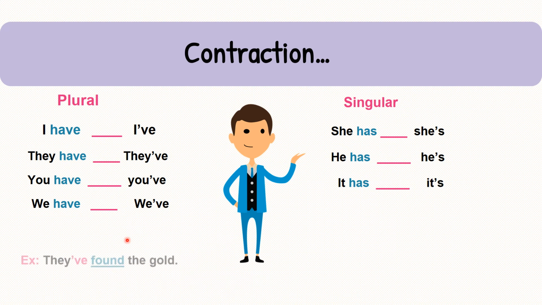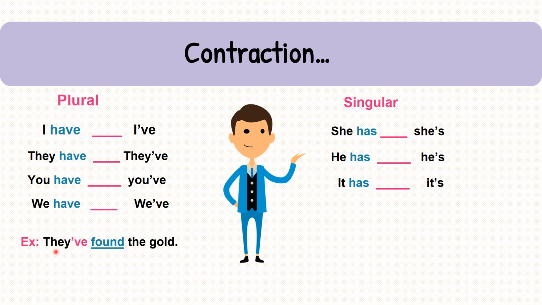Such as they've found the gold. هم وجدوا the gold الذهب. إذن they've نلاحظ الكونتراكشن they've ممكن نكتب they have، ممكن نكتب they've. Found it is past participle of the verb. Found هو التصريف الثالث للفعل. إذن لازم نركز بأن بعد الهاف هو past participle تصريف الثالث للفعل وهو found.